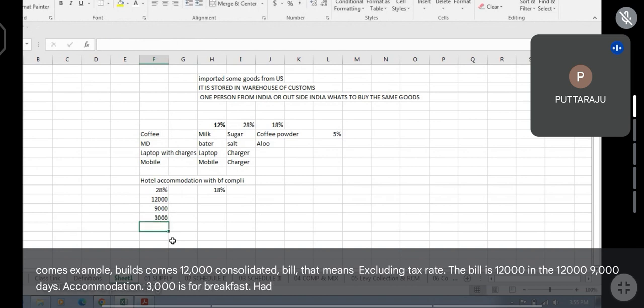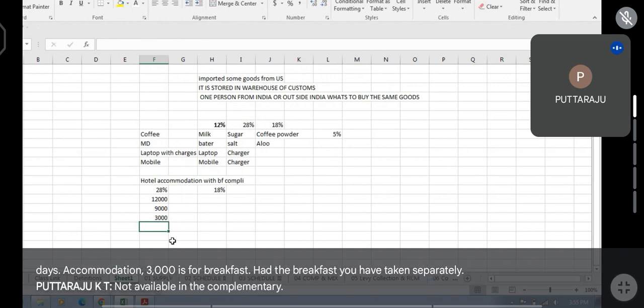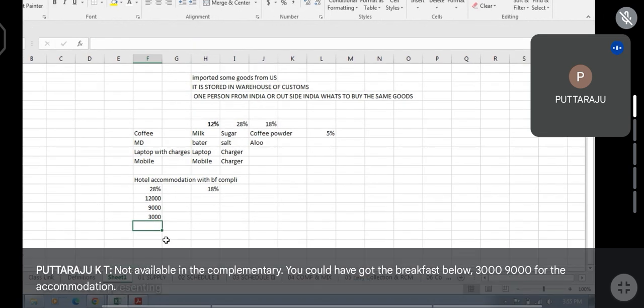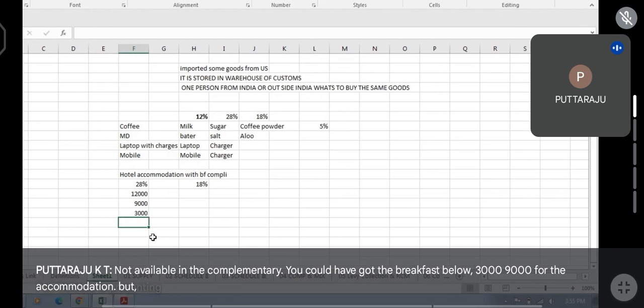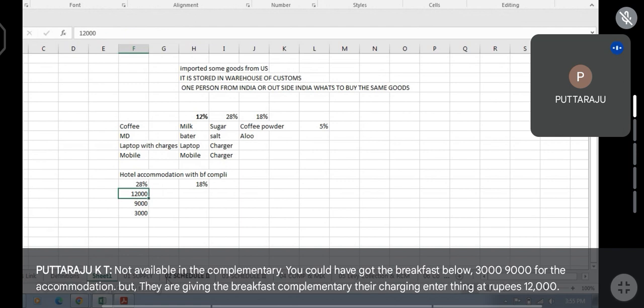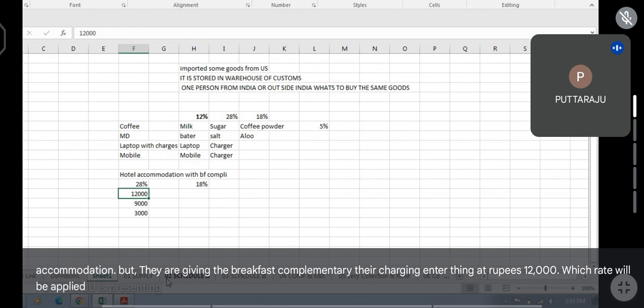Had you taken the breakfast separately, not availing the complimentary, you would have got a breakfast bill of 3,000 and 9,000 for the accommodation. But they are giving the breakfast complimentary and charging the entire thing at rupees 12,000. Which rate will be applied? The question comes: first, you have to test whether it is a composite supply or not. It is a composite supply.